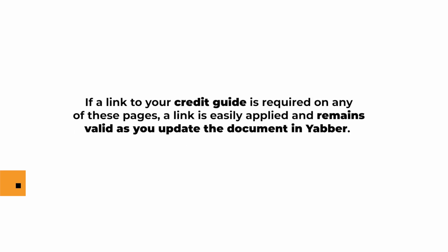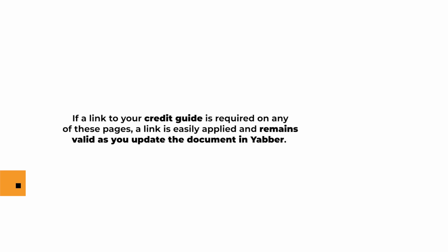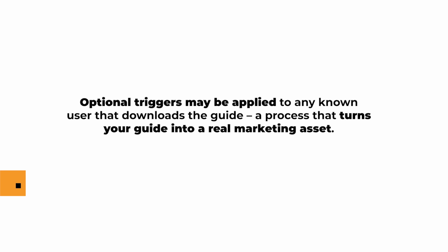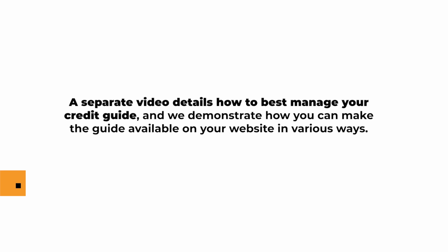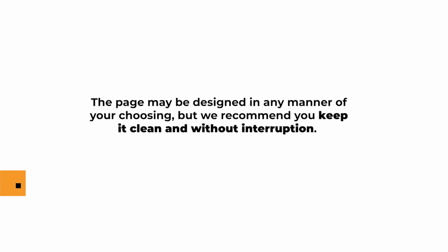If a link to your credit guide is required on any of these pages, a link is easily applied and remains valid as you update the document in Yabba. Optional triggers may be applied to any known user that downloads the guide, a process that turns your guide into a real marketing asset. A separate video details how to best manage your credit guide, and we demonstrate how you can make the guide available on your website in various ways. The result on your website is as expected.